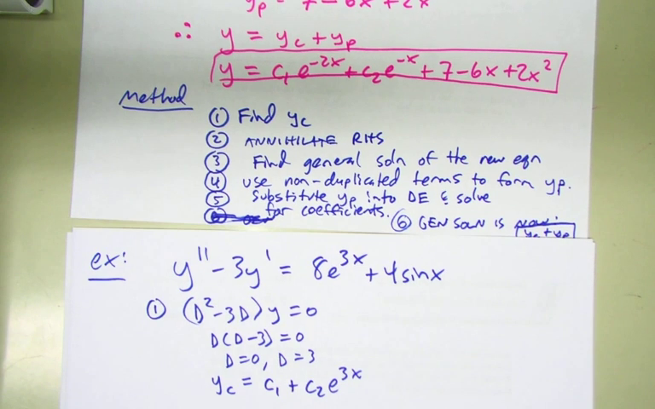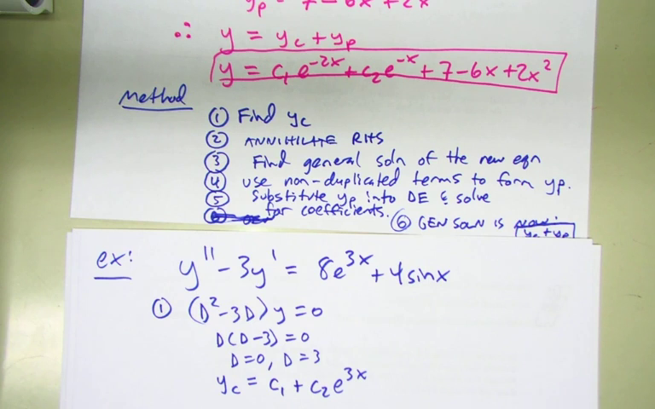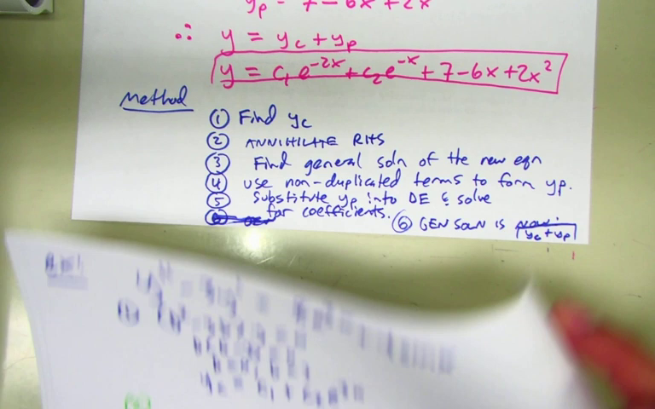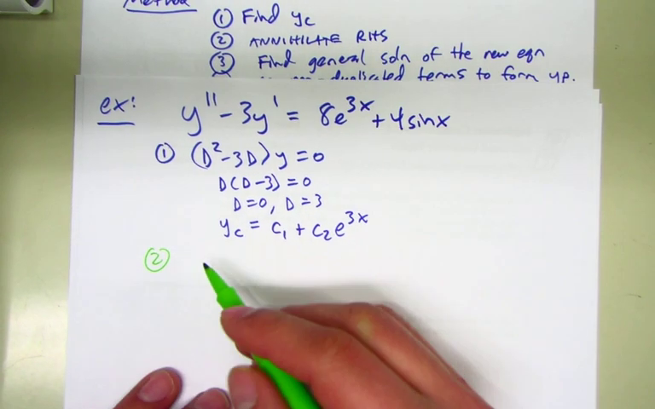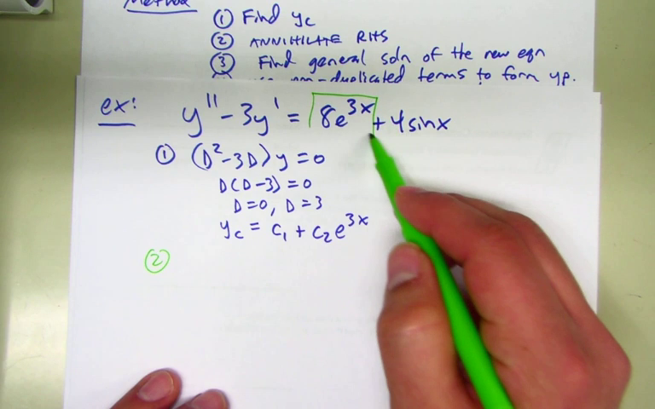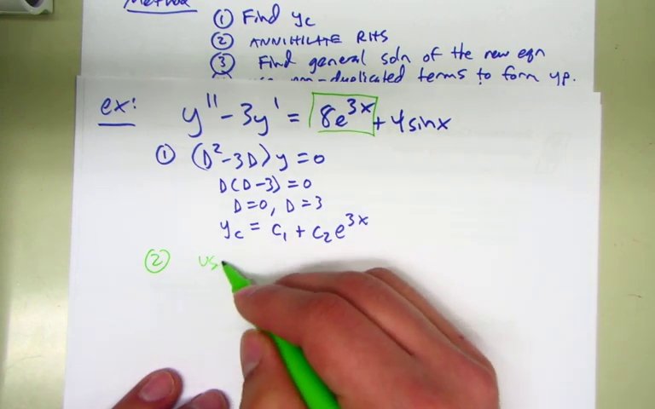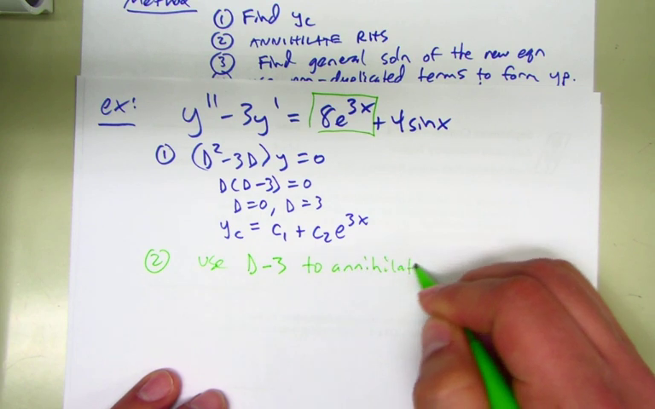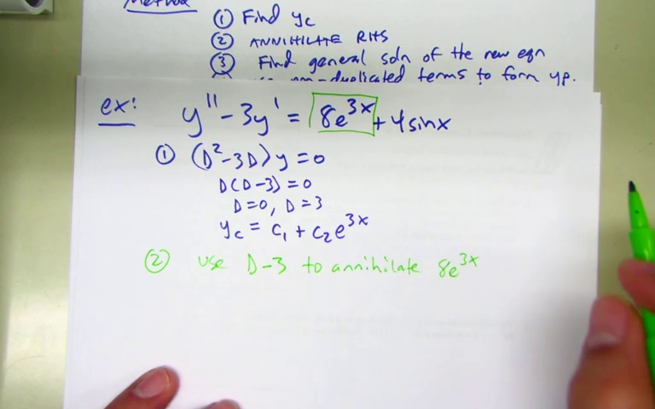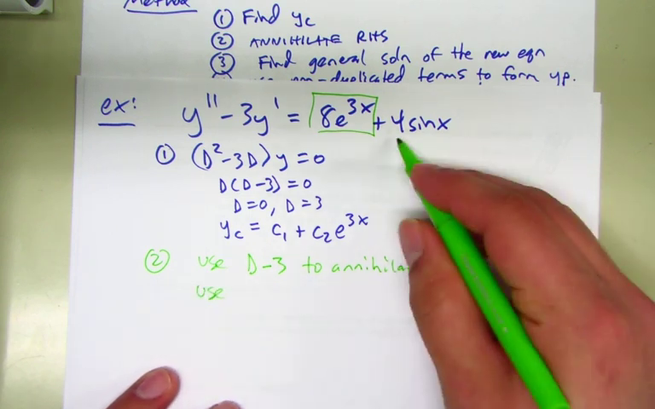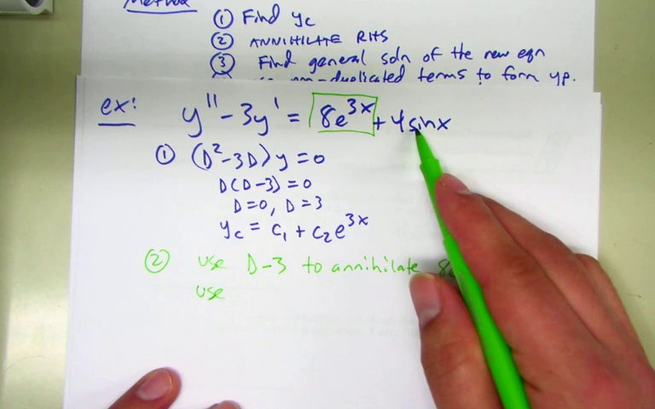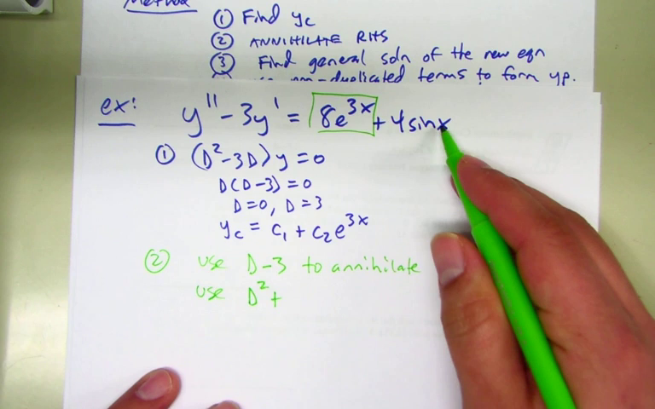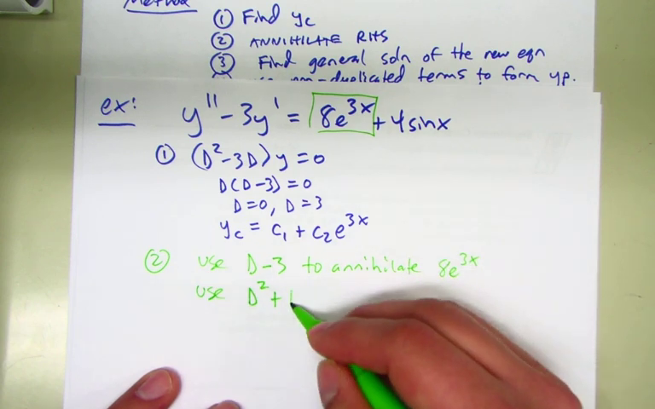Okay? Second step. Now we have to figure out a way to annihilate this right-hand side. Okay? So for 8e to the 3x, we can use d minus 3, and now for the trig function, 4 sine x, there's no exponential attached to this, so this will just be d squared plus beta squared, which is 1 here.